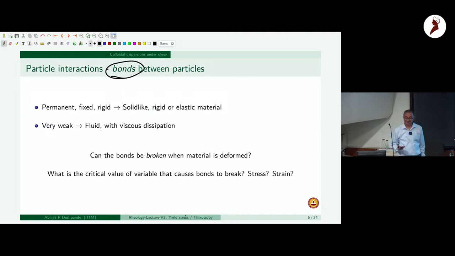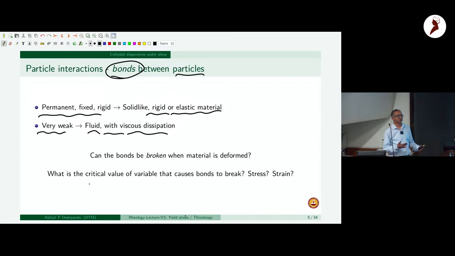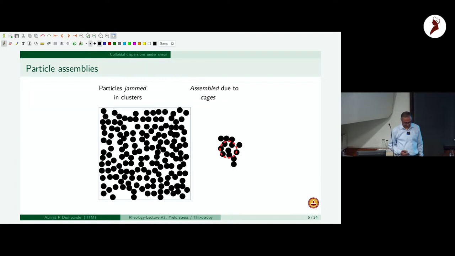The idea is that there are interactions between particles, and if those are somewhat fixed, then we have a more elastic or rigid material, depending on how much deformation we impose on the system. If those are weak, then the particles can move freely, and therefore we end up getting fluid-like systems. So is it possible with shearing to break these? And if at all, what is the value of stress or strain at which this kind of breakage can happen? These are the questions that one needs to look at.